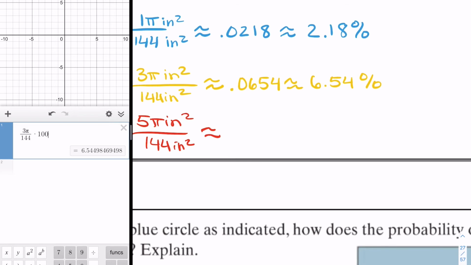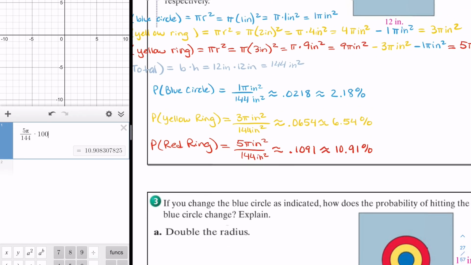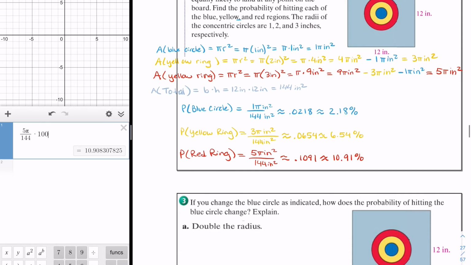So I'm going to delete this, change that to a 5. I already have it done. So this is 0.109. I'll round that to a 1. And so times 100, change it to a percent, I get 10.91%. And that's it. Those are my final answers.